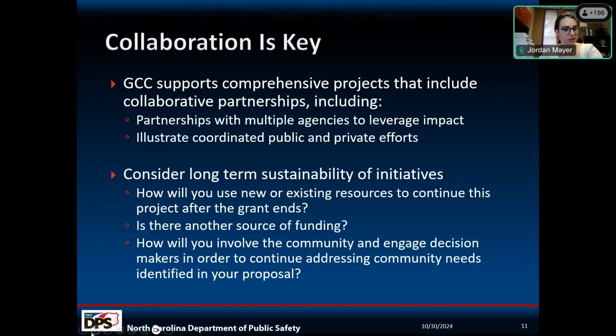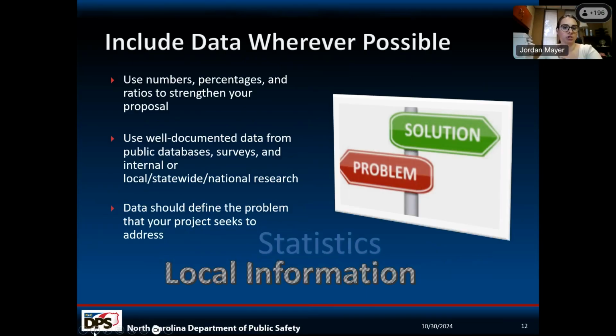Is there another source of funding? And then how will you involve your community and engage your decision makers to make sure that you are addressing the community needs that have been discussed in your proposal? And there is a whole partnerships section in the application, and that's where you can give us a little bit more detailed information on that.